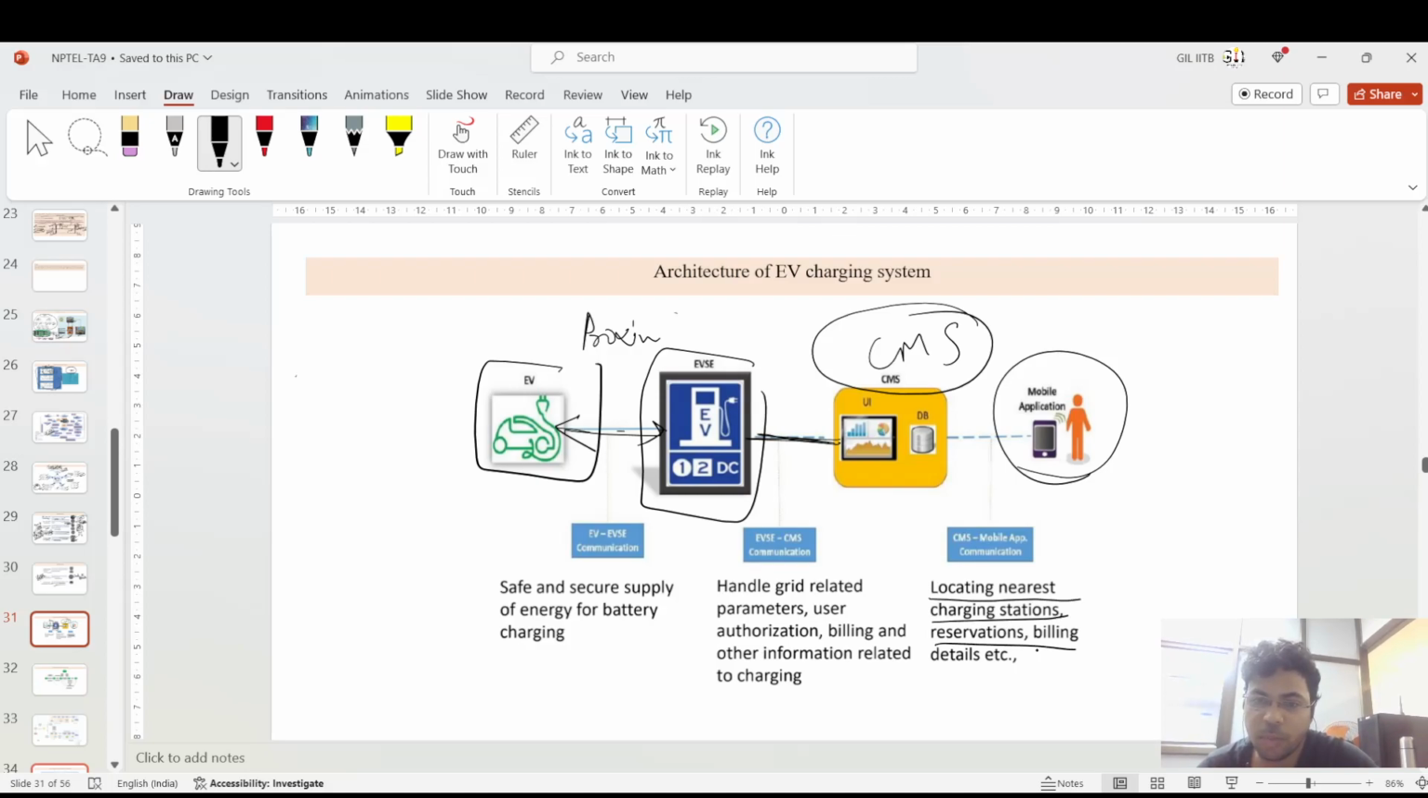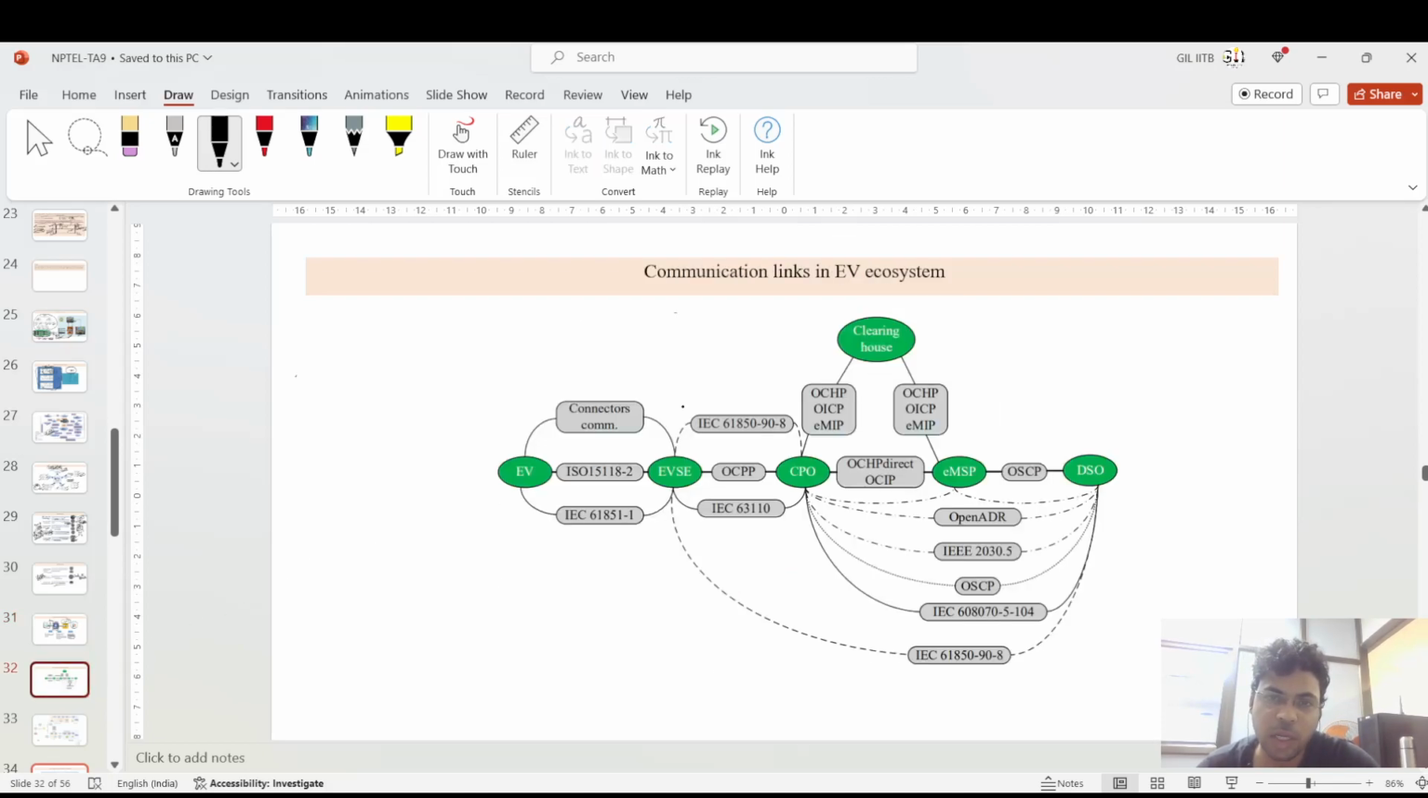And you also have the mobile application, through which the CMS helps in locating the charging station, for billing, for reservation and all. Okay, so for each EV stakeholder you need communication, and these are the communication links between all of the EV ecosystem.